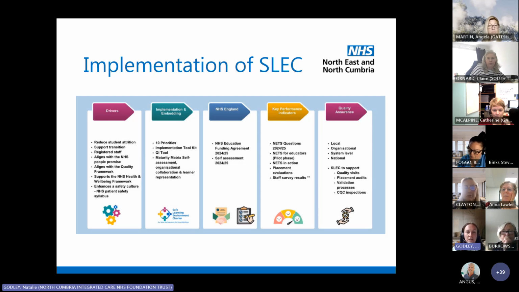So organisations can use data from staff surveys, student net surveys, and placement evaluations as evidence to evidence delivery of the SLEC. It's also good evidence for any quality visits or placement audits in the learning environment to support the work there. Implementation should be collaborative and joined up, and it's everybody's business to improve the quality of our learning environments.